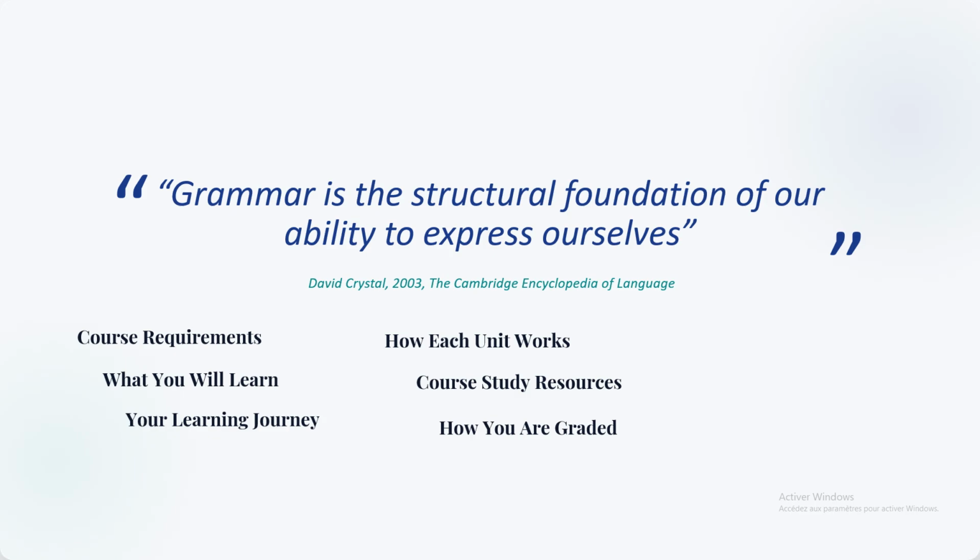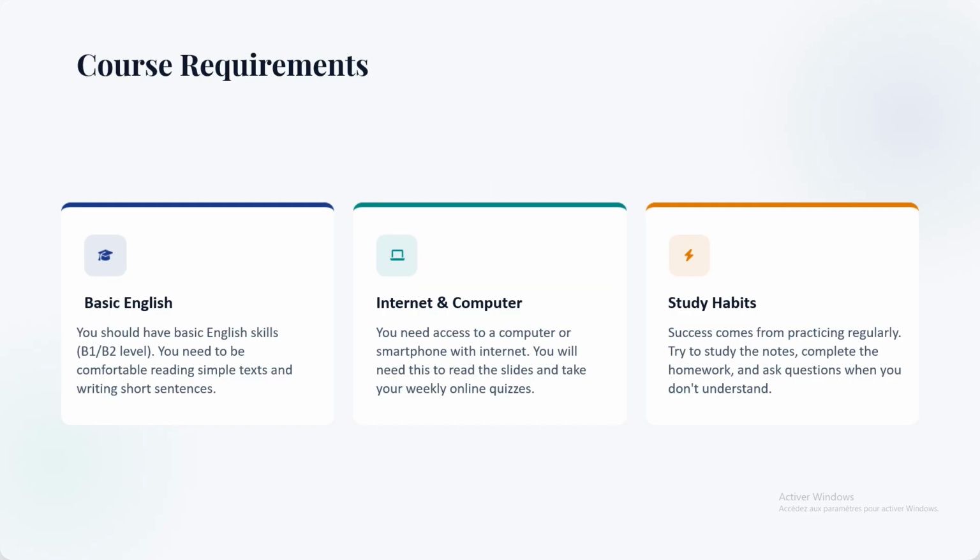To start with course requirements, here we are. Course requirements means the prerequisites, and the prerequisites are, first, basic English, which means that you should have basic English skills, B1 to B2 levels. You need to be comfortable reading simple text and writing short sentences. Second, internet and computer. You need access to a computer or smartphone with internet. You will need this to read the slides and take your weekly online quizzes.